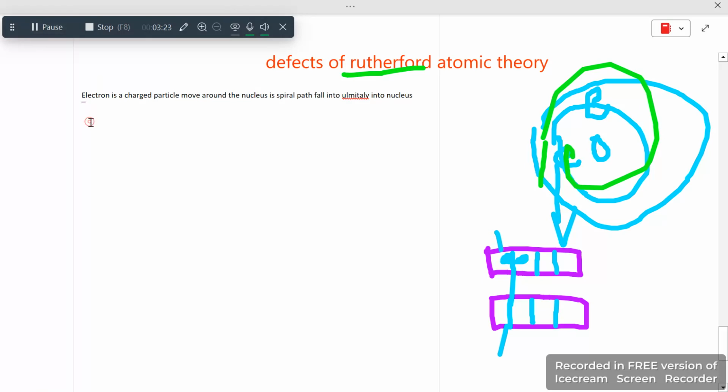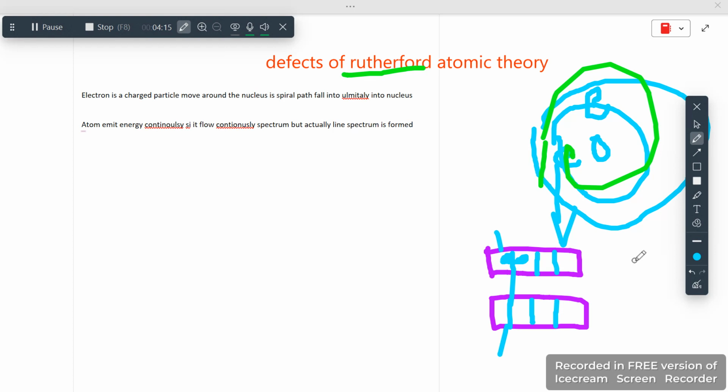If you could not understand, let me write it. The atom emits energy continuously, and it flows continuously, forming a continuous spectrum. But actually a line spectrum is formed.